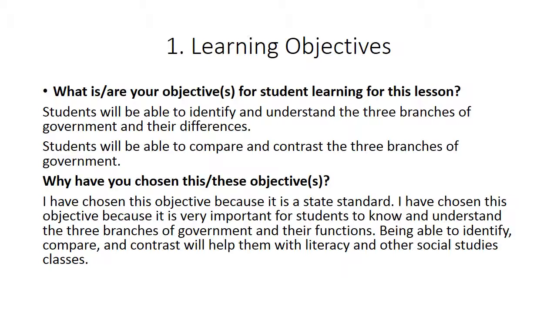The second part of learning objectives is, what are your objectives for student learning for this lesson? Students will be able to identify and understand the three branches of government and their differences. Students will be able to compare and contrast the three branches of government. I have chosen this objective because it is a state standard.